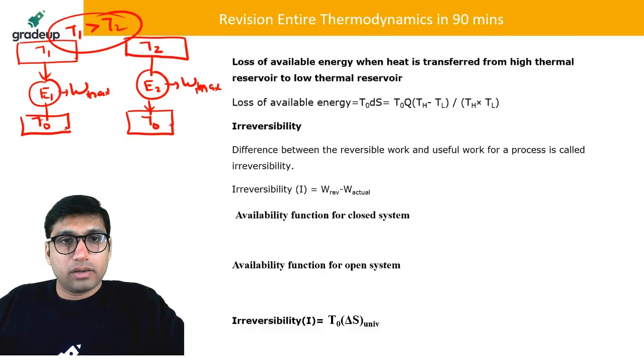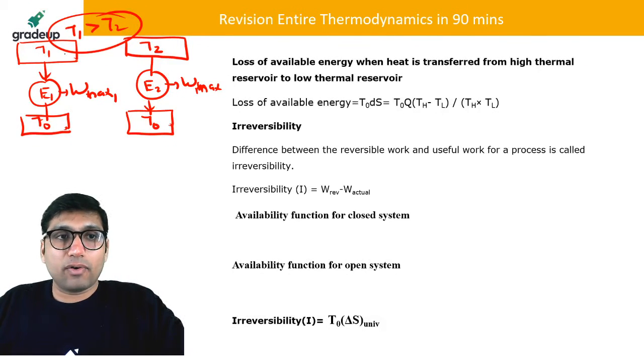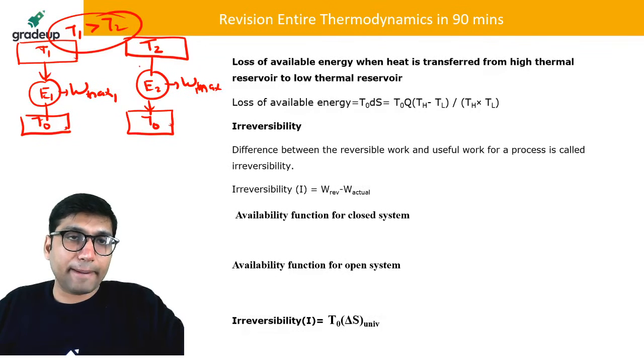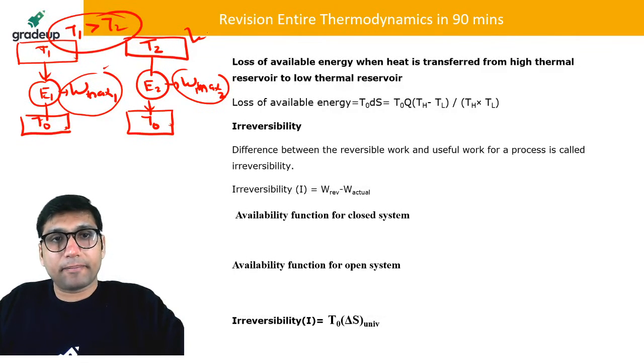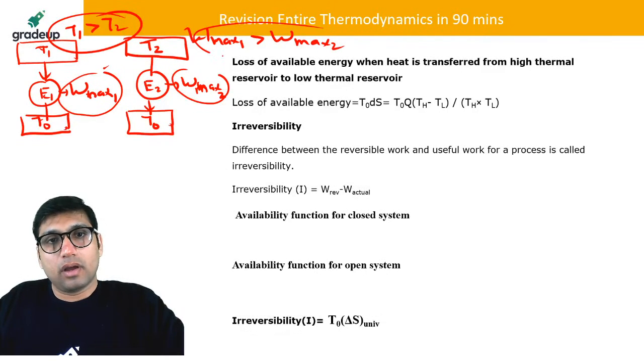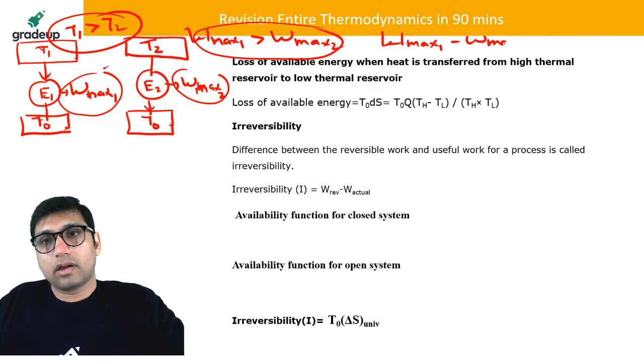Okay, so let us say there are two different types of heat engine. One is at temperature T1, other is temperature T2. Now both of them are developing some maximum work, but the maximum work of this engine will be greater than maximum work of the other engine. Difference of these two maximum work will give you loss of available energy.